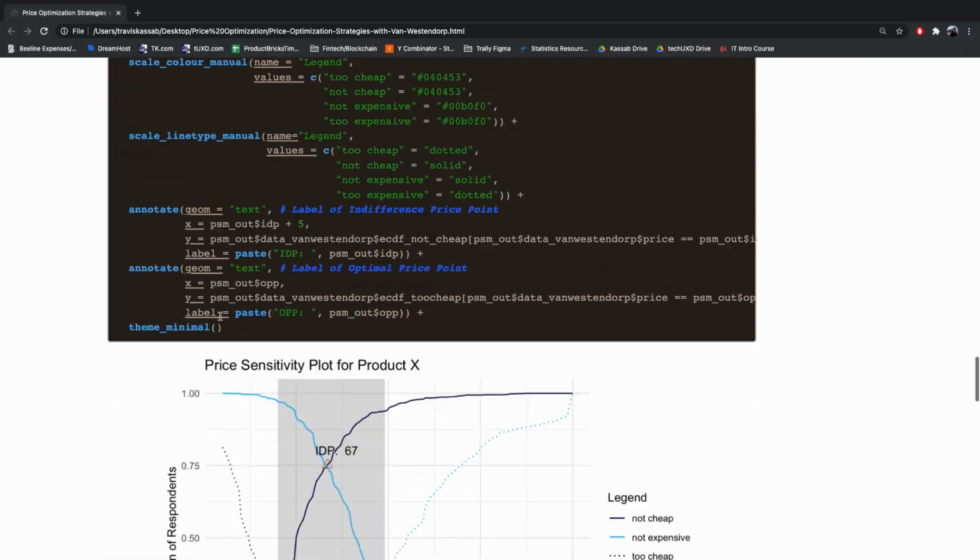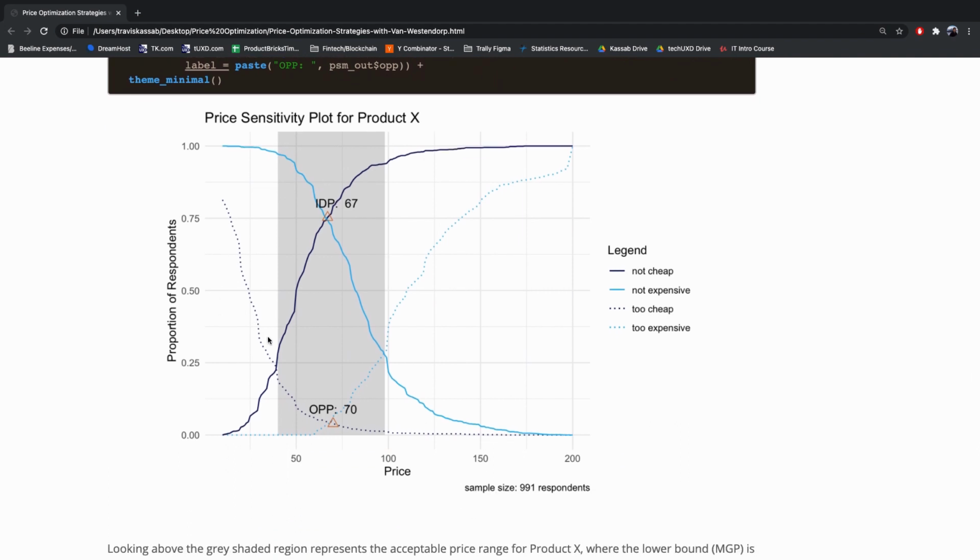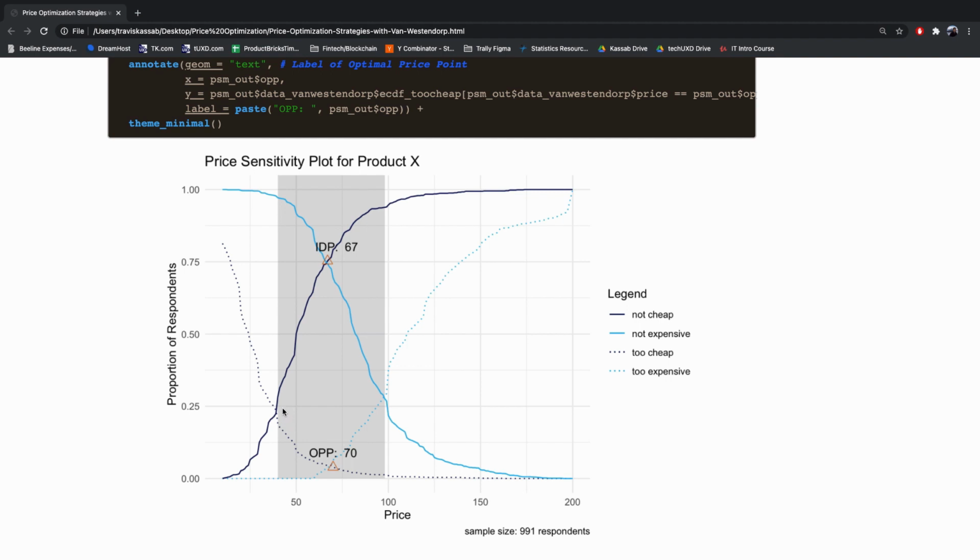Let's visualize this now, and each of these price points we can see on this visual, and they're actually defined by intersection points between the cumulative distributions. So the lower bound and upper bound of the acceptable price range are these two intersection points. Lower bound is the intersection between too cheap and not cheap, right? And it's the lower bound because if we go below this $40 limit here, then a greater percentage of respondents will think that our product is too cheap rather than not cheap.